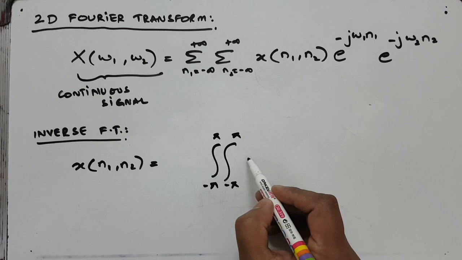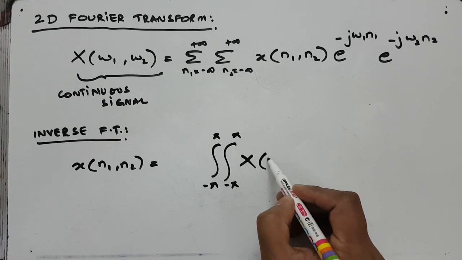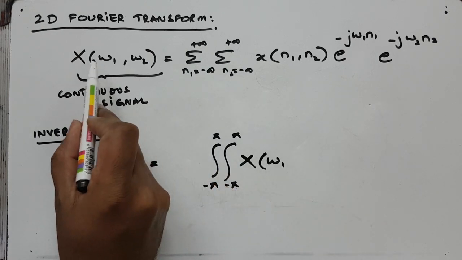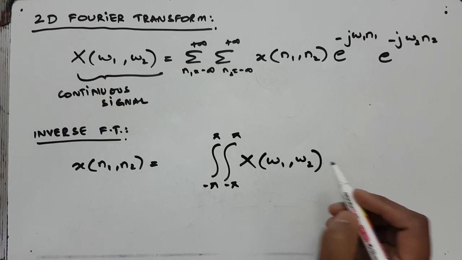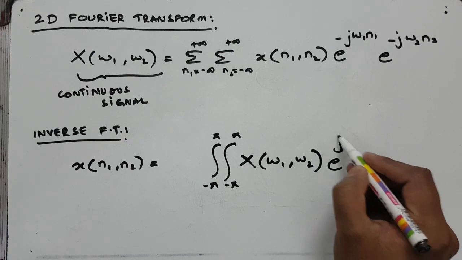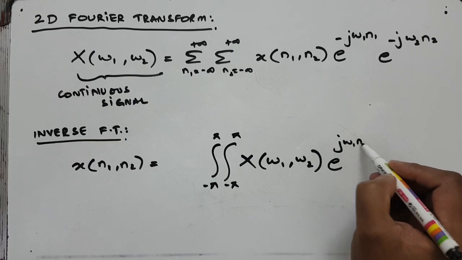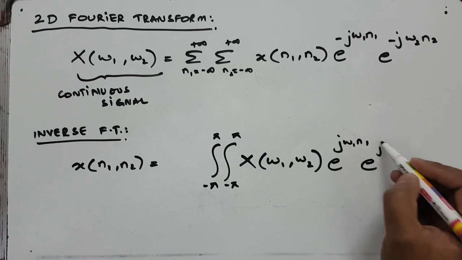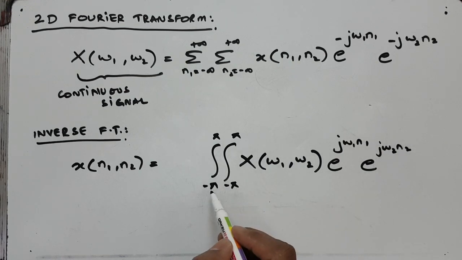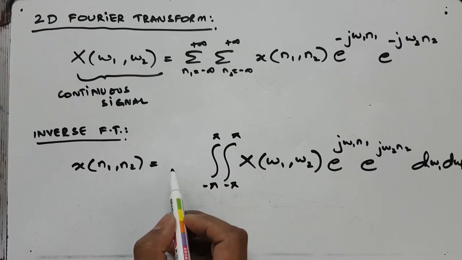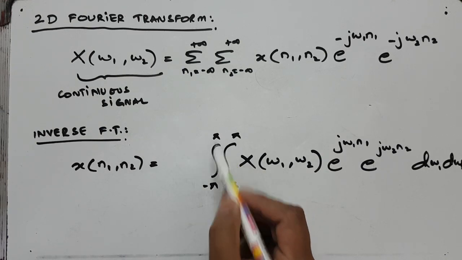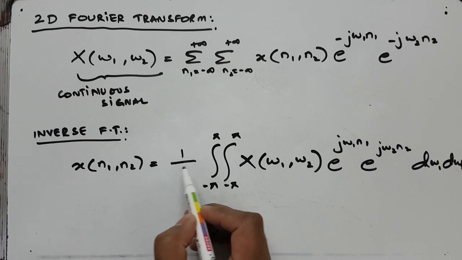Double integral of what? Double integral of the Fourier transform of the original signal, which is this one, X defined over w1 and w2, multiplied by e power j omega 1 n1 and e power j omega 2 n2. So the integral here means that we have to have d omega 1 here and d omega 2 here. So there needs to be a scaling factor. So there is double integral over 2 pi each, so we'll have 1 over 4 pi square.